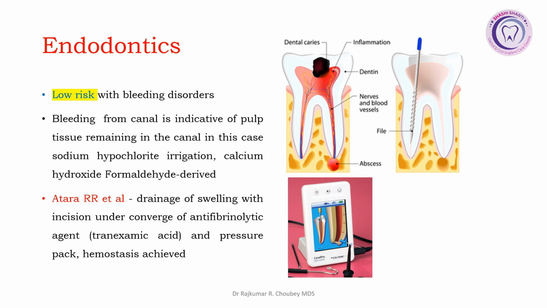According to Atra RR et al., they carried out a study in which they provided an antifibrinolytic agent like tranexamic acid, and a pressure pack was applied on the swelling where they gave the incision, and bleeding hemostasis was achieved. So a simple antifibrinolytic agent also works if any swelling is present in the oral cavity.